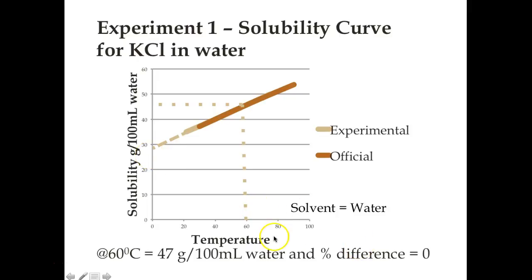What is the percentage difference between the data points at 60 degrees centigrade? There is no difference. It's 0, because both of the lines are superimposed. They have the exact same data points. The data are exactly the same for the experimental as well as the official, so the percentage difference is 0. The solubility that corresponds to 60 degrees centigrade seems to be here, and you can do this mathematically using the straight line equation, and that comes out to be 47 grams per 100 mL of water.